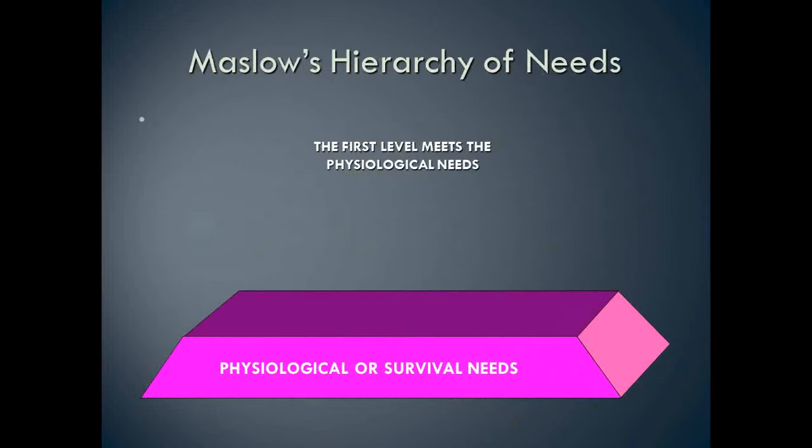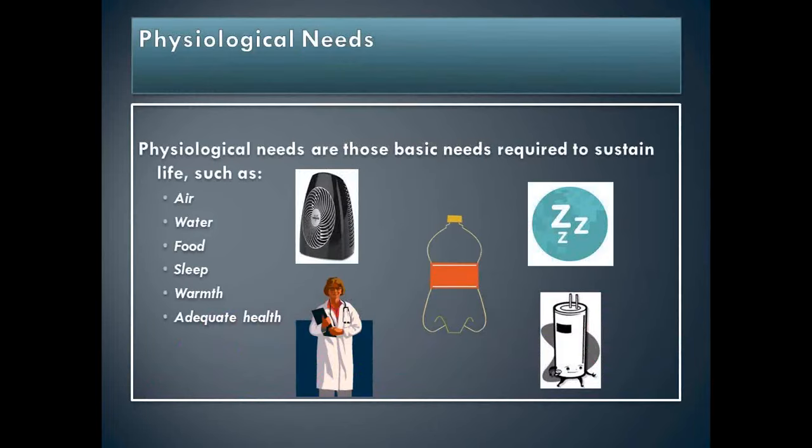The first level meets the physiological or survival needs. Physiological needs are the very basic needs, such as air, water, food, and sleep. When unsatisfied, one may feel sick, irritated, and or uncomfortable. Not having this need met is universally seen as a crisis. These needs must be met quickly to reestablish equilibrium or your natural balance, and in some instances, it's necessary to live.